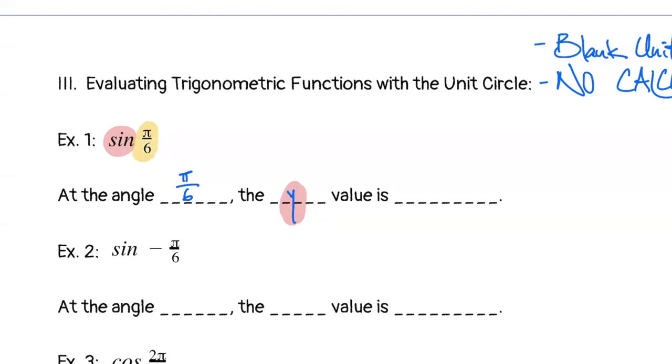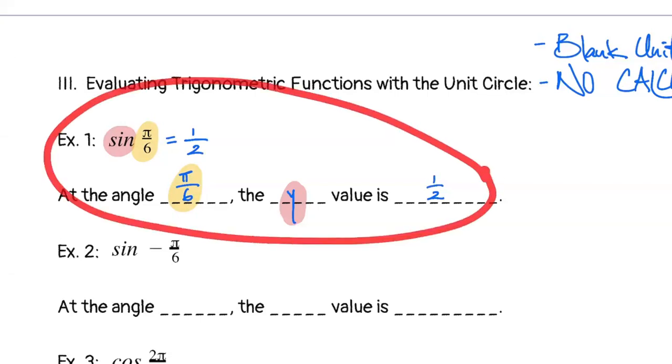Now, I started by saying, go to the angle, right? So we went to the angle. And then once we got to the angle, we're looking for the y value because it says sine. All right, so go back into your notes. When you get to the angle pi over 6, what is the y value there? 1/2. Perfect. So guess what that means? If someone walks up to you on the street and says, what is sine of pi over 6? You're like, oh, are you asking me to go to the angle pi over 6 and find the y value? Because then the answer is 1/2. This is why when you type sine of pi over 6 into your calculator, it will say 1/2. All right.